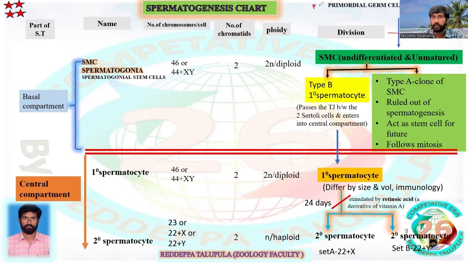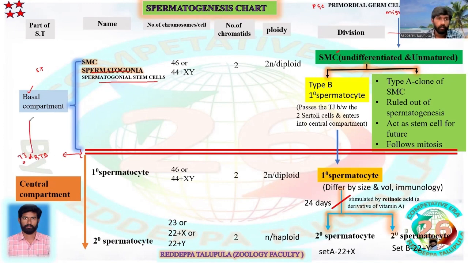First, there will be PGC. PGC will be converted into SMC. Now, spermatogonia or spermatogonial stem cells will be present. These all things happen in the basal compartment. PGC will be migrated into the gonads, and in the gonads, the seminiferous tubule is divided into basal compartment and central compartment due to the presence of the BTB or tight junction. Okay, tight junction.